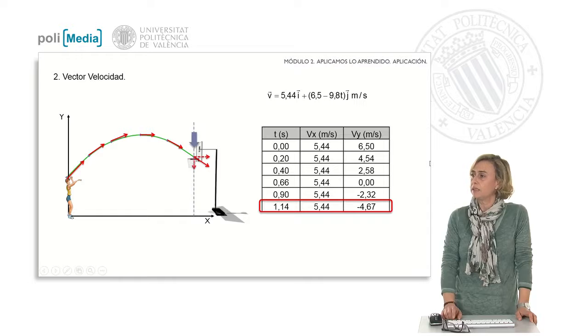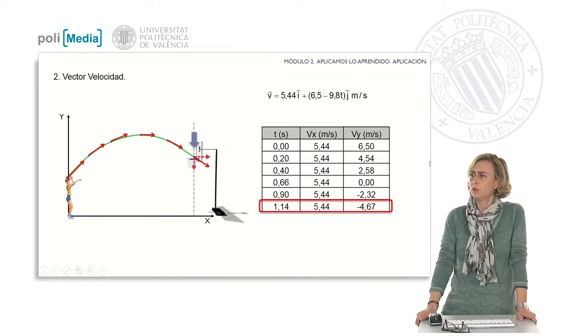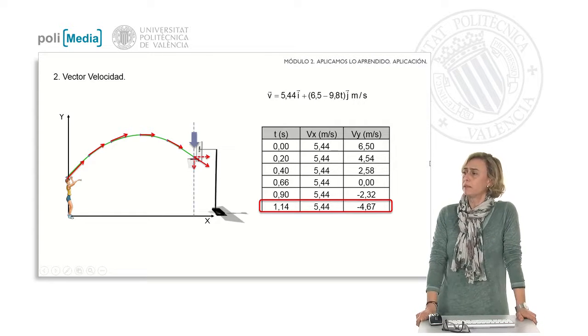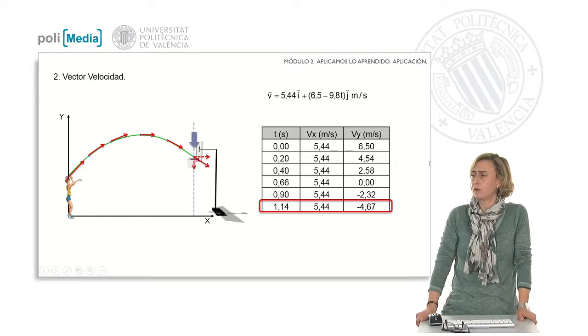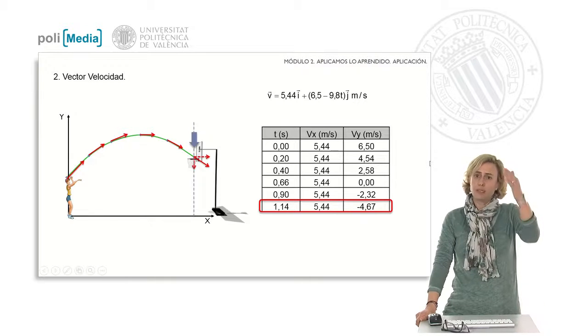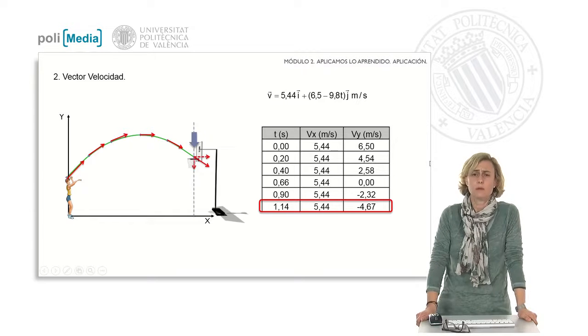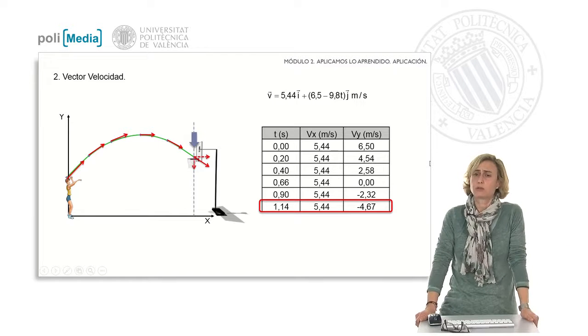And at instant 1.14 seconds, we see that we have an x component of the velocity and a y component of the velocity, one being positive and the other negative. If we observe the x component of the velocity, we see that it has a constant value in the different instants that we have calculated. And if we calculate it in all, we would also obtain it.